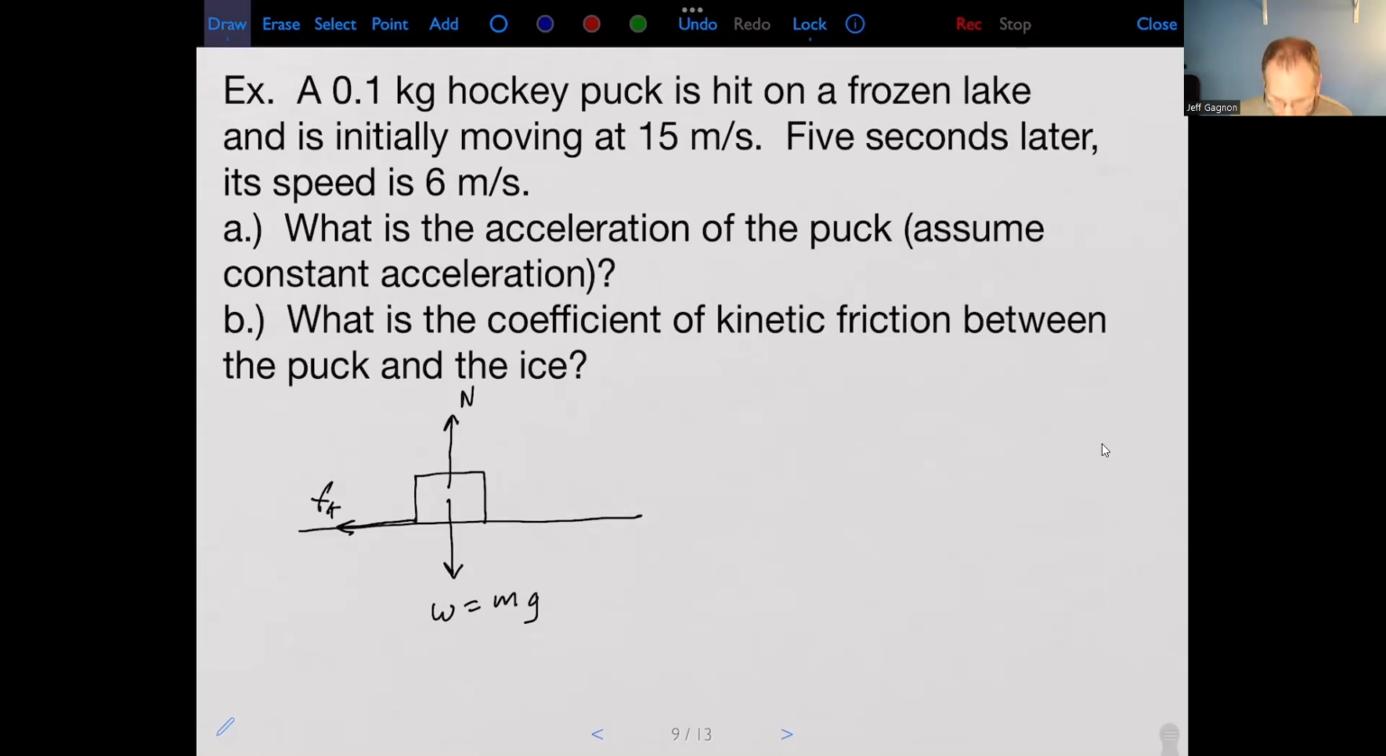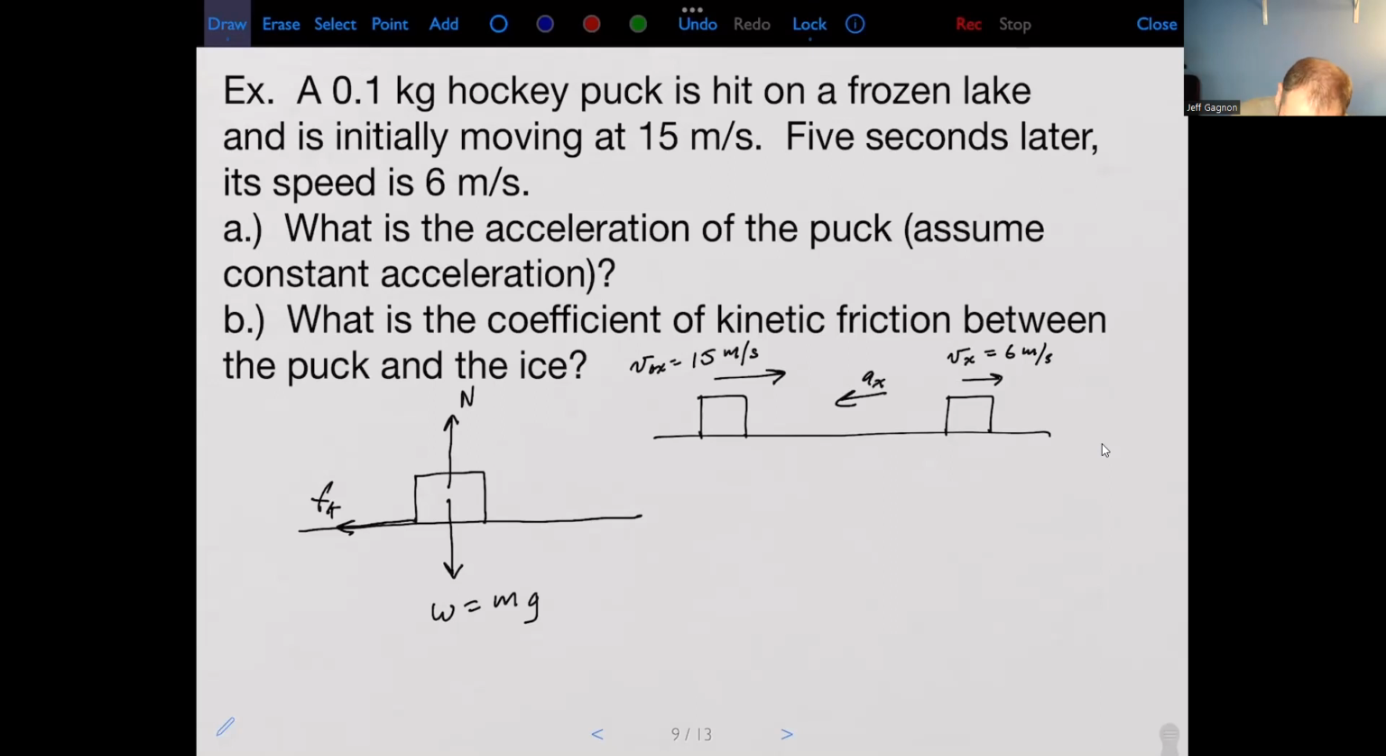Okay, the first thing we want to figure out is the acceleration of this object. Initially it's moving, we'll assume, to the right at 15 meters per second. So this is like our v_0x. And then later, it's moving to the right, but only at 6 meters per second. So this is like v_x, our final velocity. And we know it's undergoing an acceleration, which must be to the left now, and we have to figure out that acceleration, call it a_x.